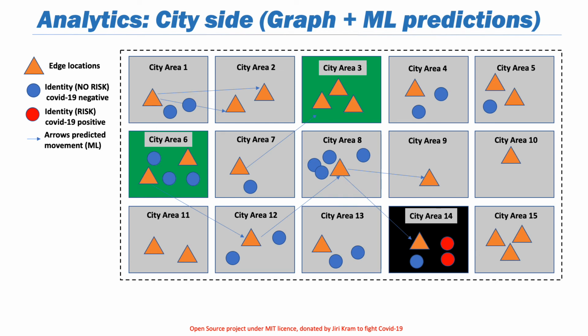Plus, we have the blue dots, which represent the people that are COVID negative, and the red dots, which represent the risk people, for example those that might be COVID positive. As you can see, there's a real-time graph showing how people move around the areas in the city and those edge locations. Therefore, we can use machine learning predictions to, for example, send proactive alerts to people in area 8 not to move to area 14 because there is a high risk of contagion.